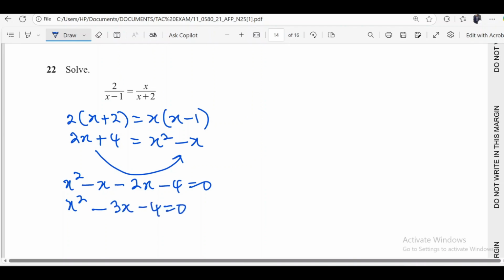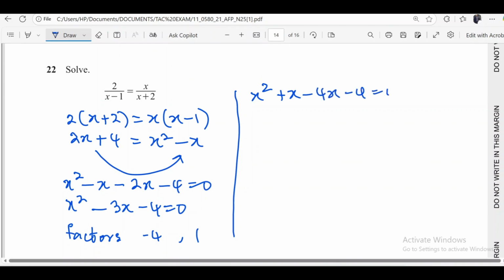So we look for factors of minus 4 whose sum will give minus 3. We want the product of these two to give us minus 4 and the sum to give minus 3. So we have minus 4 and 1. Minus 4 times 1 is minus 4. Minus 4 plus 1 is going to give us minus 3. So we write x squared, instead of minus 3x, we can say x minus 4x minus 4 equals 0.